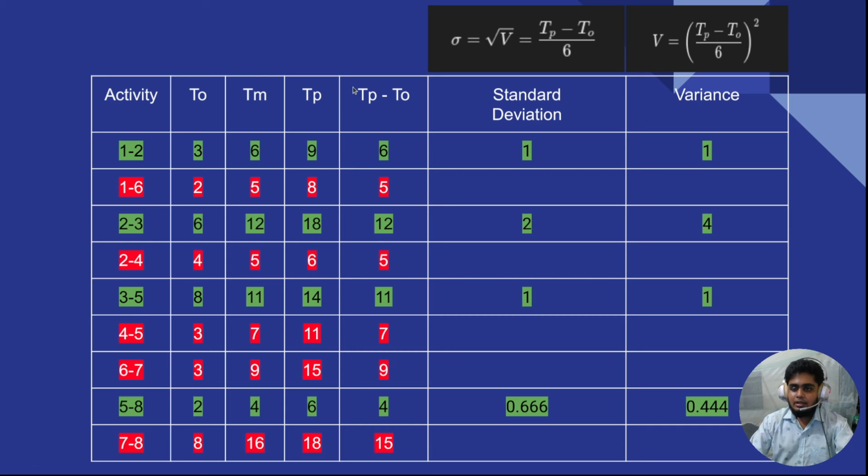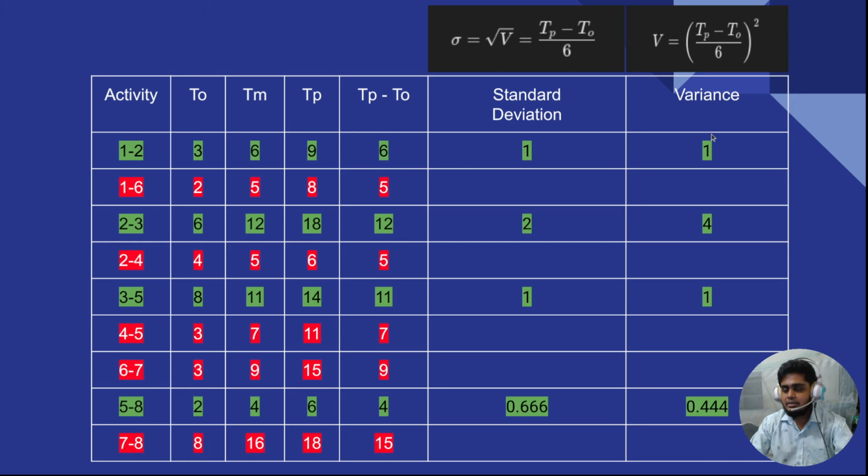Okay, the calculation is done. After that, what I have to do is just divide the value with 6. So 6 by 6 is equal to 1, 6 by 12 is equal to 2, 6 by 11 is equal to 1, and finally 6 by 4 is equal to 0.666. Okay, this is the answer for standard deviation.